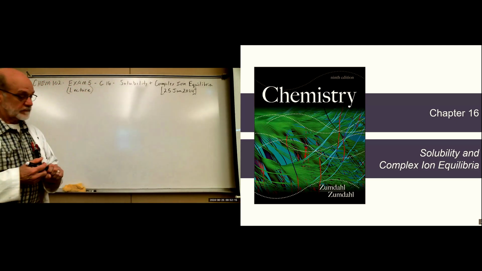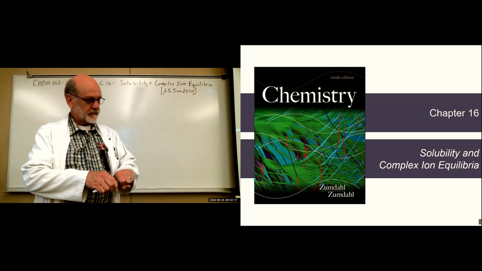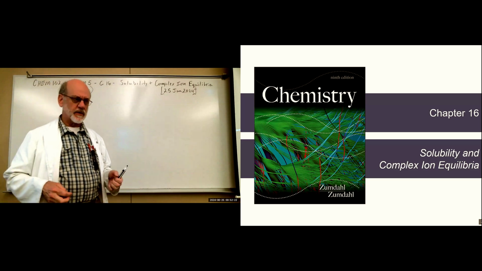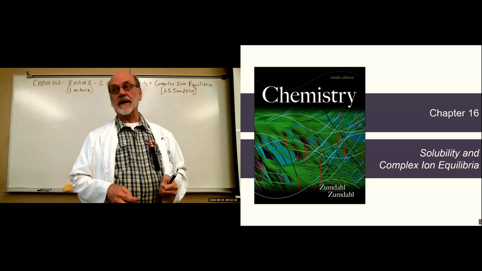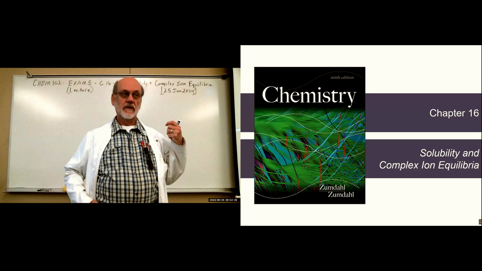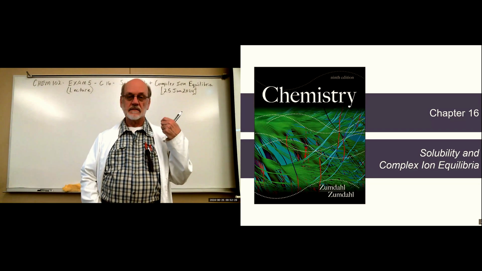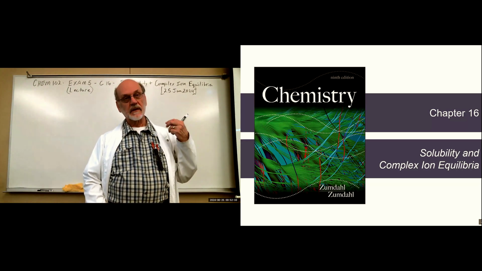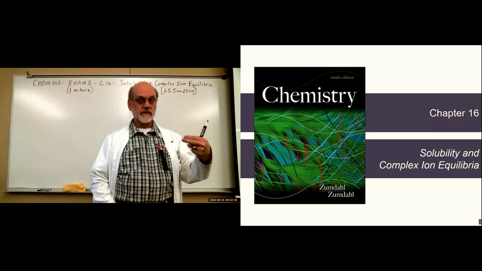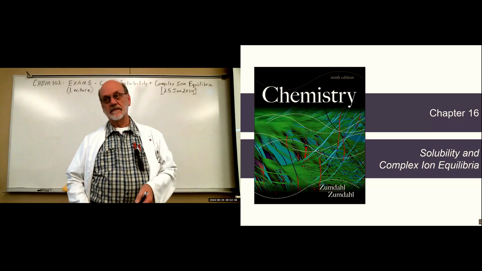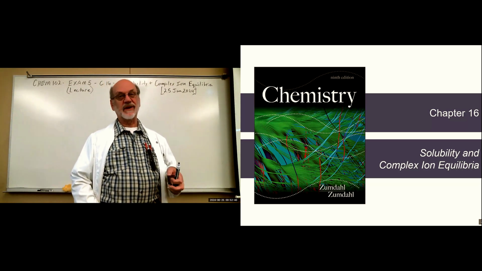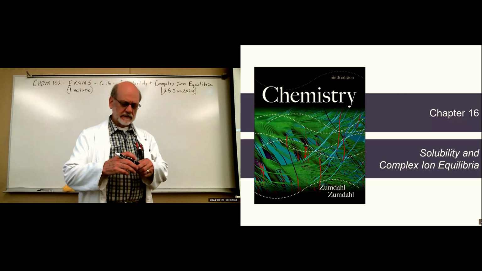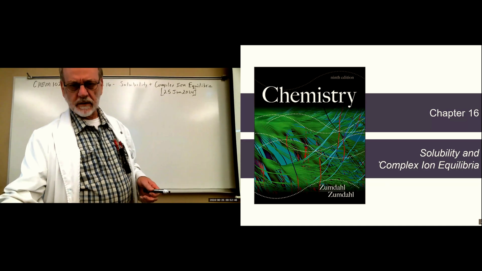We're going to talk about solubility and complex ions. The lab that we're going to do on Thursday is a complex ion lab, where we try to determine the equilibrium constant between silver and ammonia as the reactants and the silver ammonia complex as the complex ion. So let's get rolling.